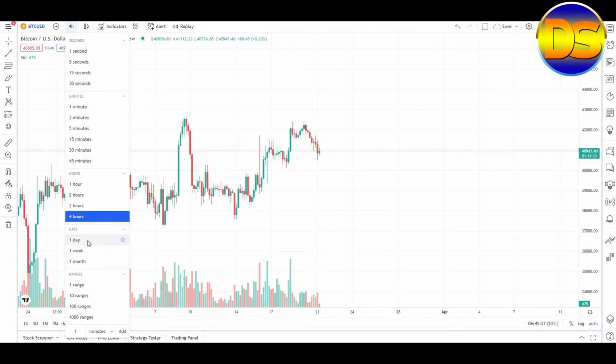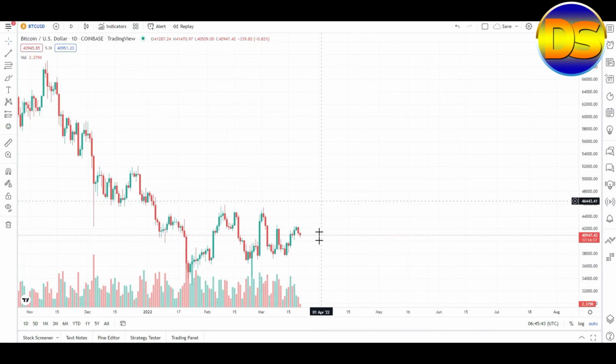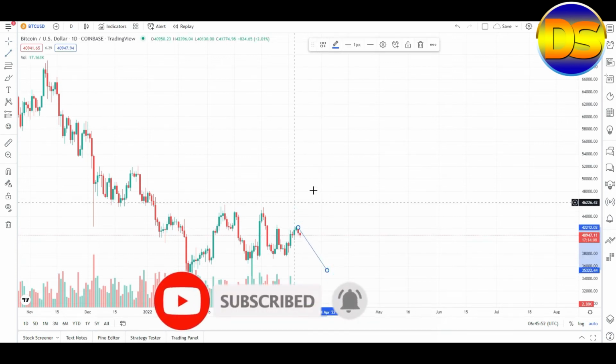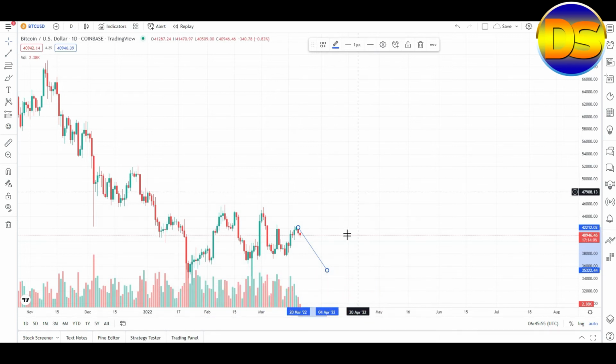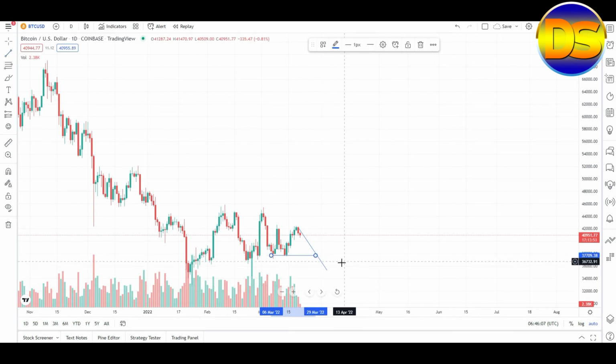If I go to the 1-day chart, you can see the graph is going down. I think the graph is going downward. So I think this graph is going down, and it will also go to this place, I think so. If you know anything, you can share in the comments below. So I think everybody understands.